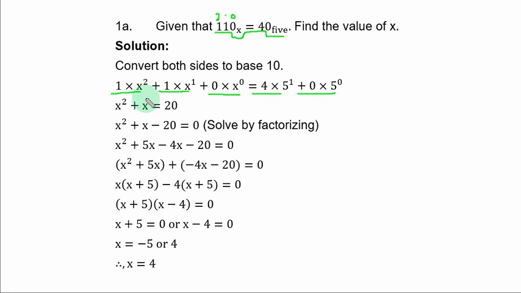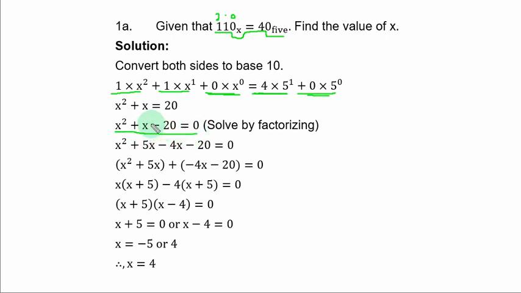You have s squared plus s. This term is 0, equal to 5 power 1 is 5, times 4 is 20. This term is 0. So what you have is a quadratic equation. So let's move 20 over for us to have 0 at the right hand side. So you have s squared plus s minus 20 equal to 0.